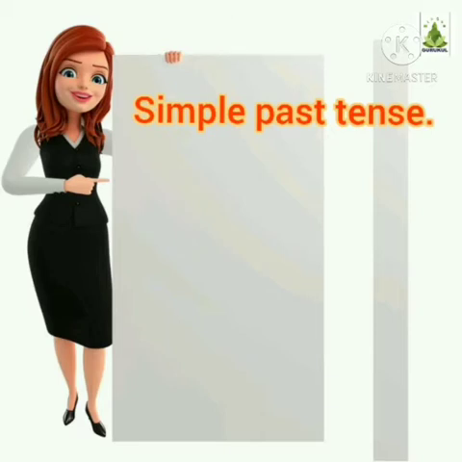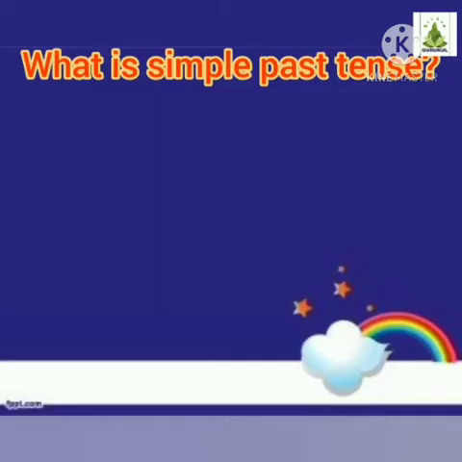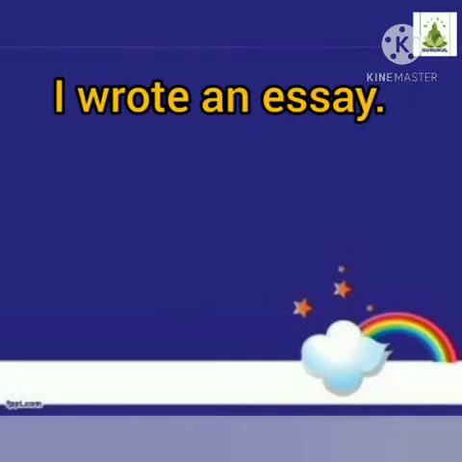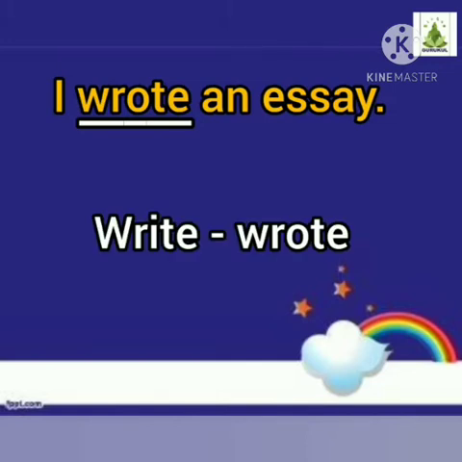Let's study in detail about simple past verb form. Let's understand what is simple past tense. The simple past tense is a verb tense that is used to talk about things that happened or existed before now. The simple past tense tells us about the actions that took place in the past. For example, I wrote an essay. In this sentence, the verb wrote tells us that writing an essay, this action took place in the past.